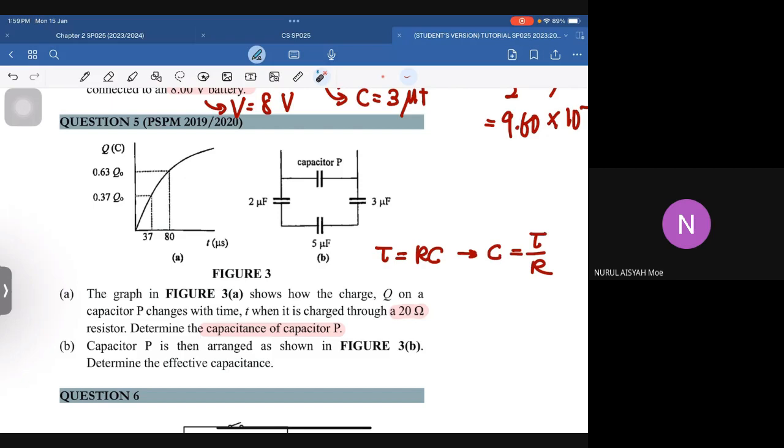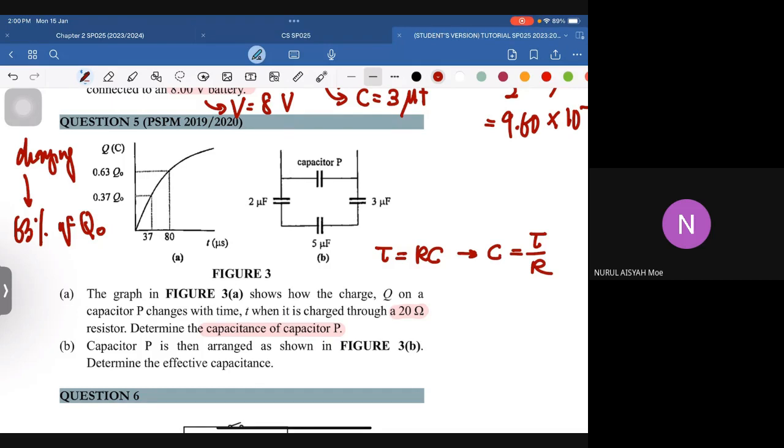But which part of it is for the time constant? Okay, is it the 63% ataupun the 37%? So kamu kena ingat untuk charging it should be 63% of the maximum charge. Kalau discharging barulah 37%. Okay, so time constant punya definition tu kamu kena ingat the physical meaning of time constant. So the physical meaning of time constant for charging is always 63% of the maximum charge.